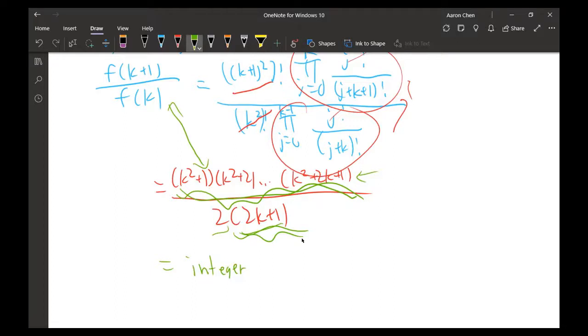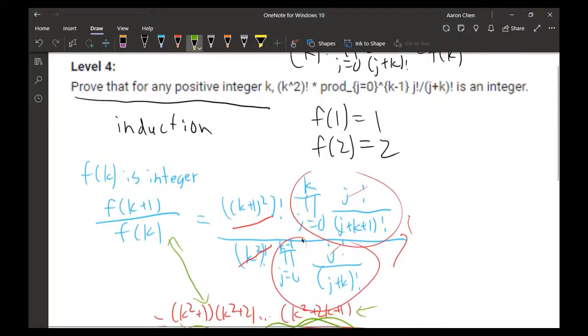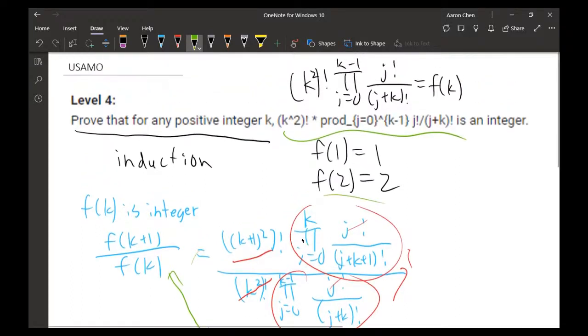Now this means that f of k plus 1 equals a times f of k for some integer a. Thus f of k is always an integer by our induction, and that means this is always an integer for any positive integer k. And so does anyone have any questions about this problem?